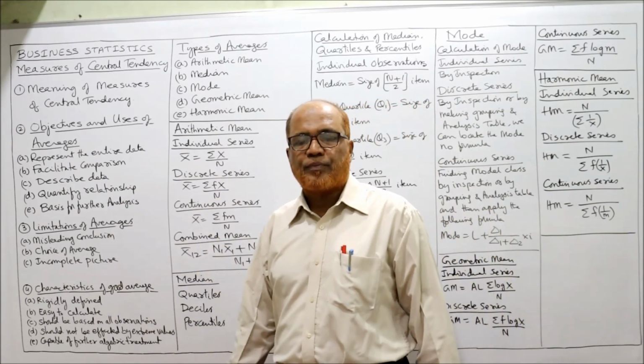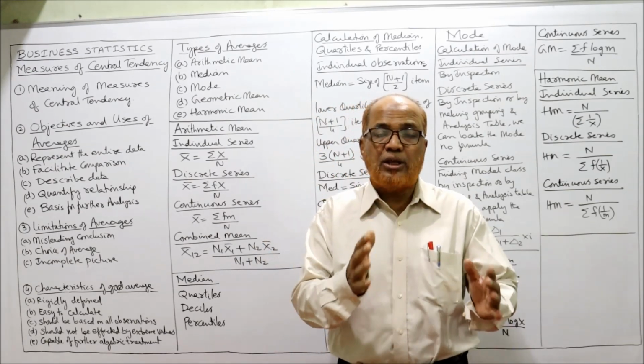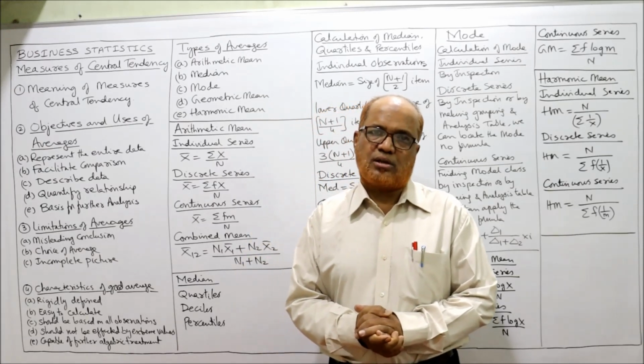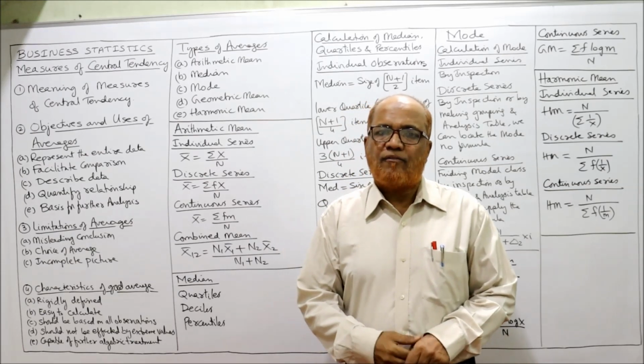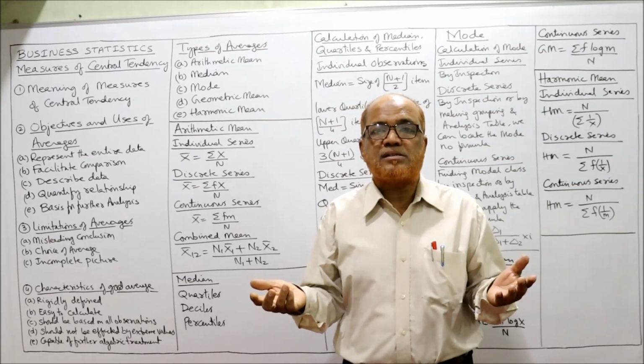Next comes limitations. Don't think that average has only advantages and uses. There are some limitations of averages. The first limitation is misleading conclusions. When we take a single value, that single value may not be representative.